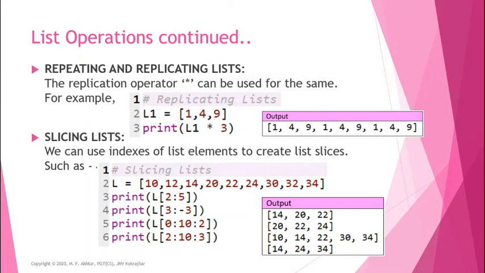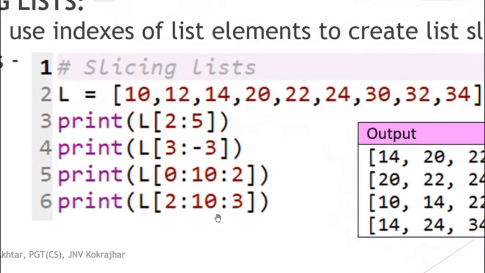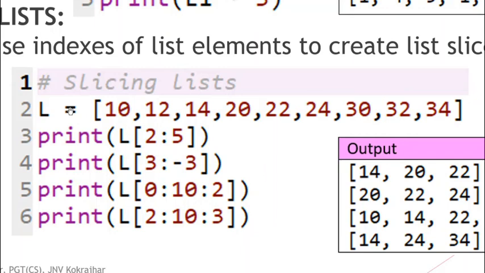See, slicing a list. We can slice, which means we can take a part from an already created list. How is it possible? Just see here. We have created one list of numbers: 10, 12, 14, 20, 22, like this. The name of the list is L, and we have printed it with different slicing systems. First we have put 2:5.